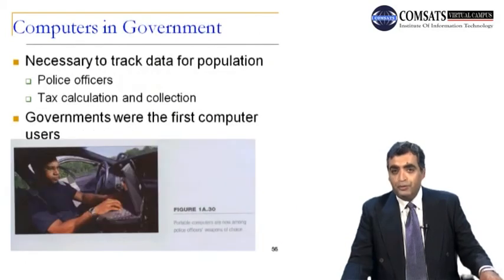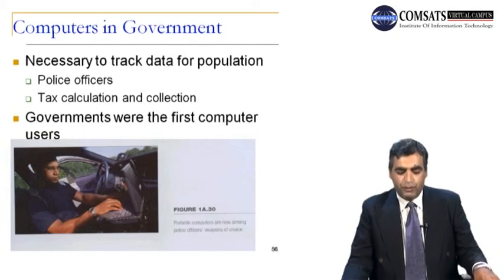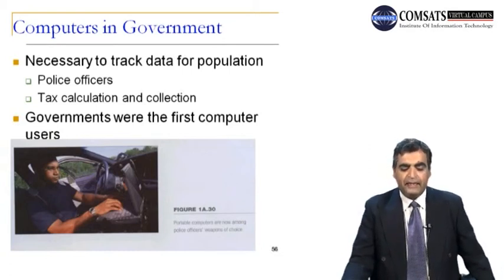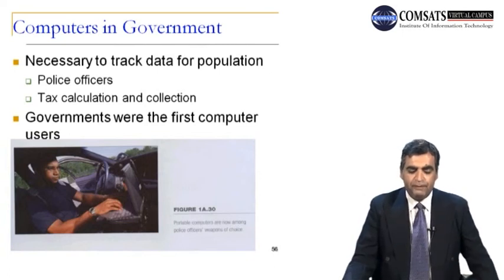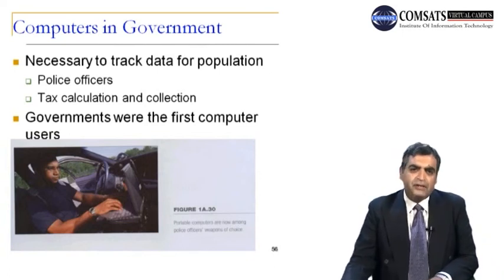Computers are also used by the government. It is necessary to track data for the population. Police officers use them to capture criminals. Tax calculation and collection are also done with them. Basically, in the beginning, governments were the first computer users. Today, taxes can be collected by the FBR.